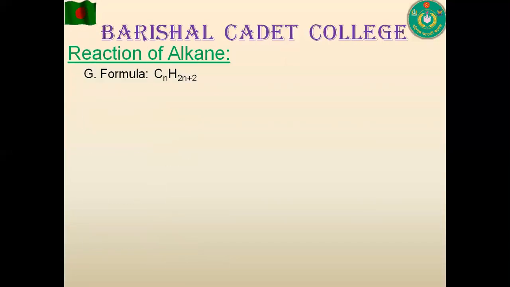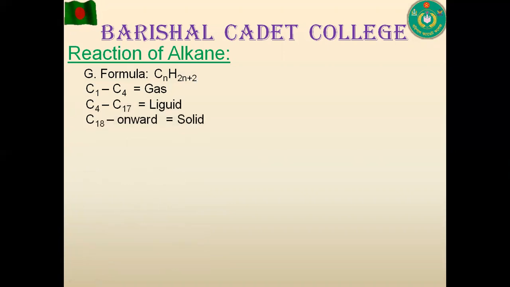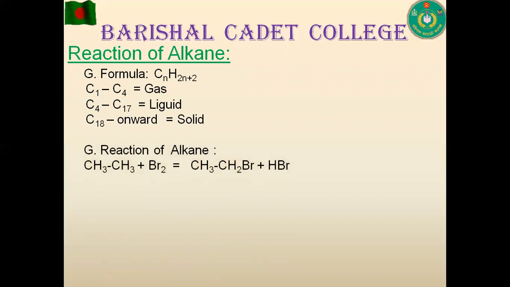First of all, reaction of alkane. General formula CnH2n+2. These are the physical properties. For carbon in alkane, C1 to C4 are gas, C5 to C17 are liquid, and C18 and more than C18 are solid. These are the physical properties of alkane. Reaction of alkane: reaction with bromine. Alkane reacts with bromine to form alkyl bromide and hydrobromic acid.